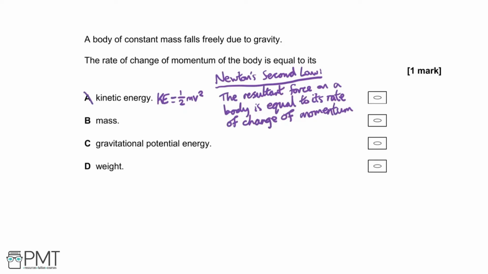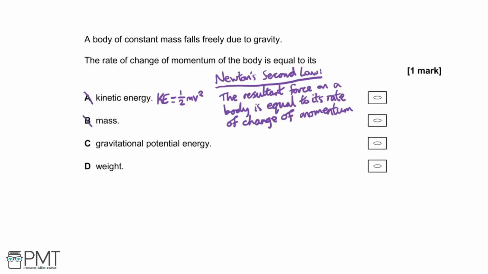Option B, mass. Well, we said here that a body of constant mass falls freely due to gravity. It's got a constant mass and mass isn't changing. The point to note here again, though, is through dimensional analysis, we can say that mass is in kilograms. The rate of change of momentum has to be in newtons, so B is also incorrect.